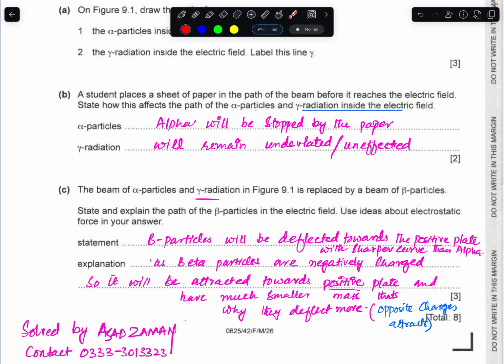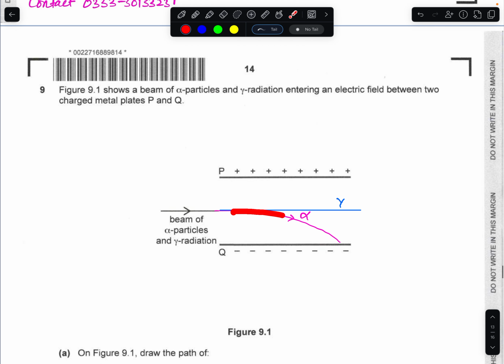A beam of alpha and gamma is replaced by beta. State and explain the path of the beta particles. Beta particles are very small compared to alpha. Alpha's mass is much greater than beta. So if beta particles are smaller, they would be deflected with a sharper curve. Beta will be deflected towards the positive plate with a sharper curve than alpha, because alpha has greater mass than beta.